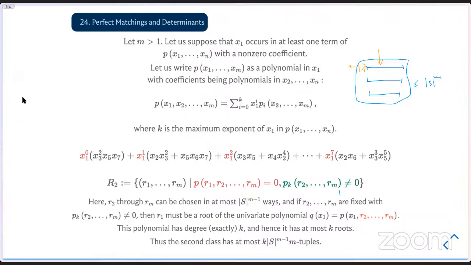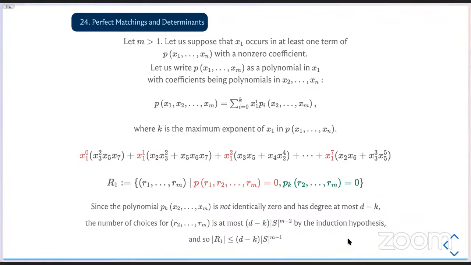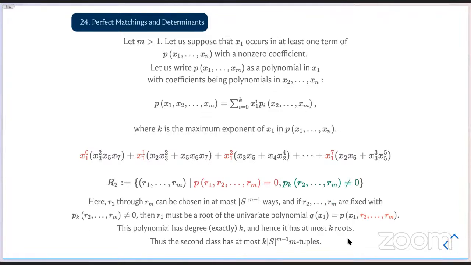I didn't make an extra slide for this, but if you take this expression and the expression from the previous slide, it adds up to exactly what we want. So let me clear these annotations. This is k times size of S to the M minus 1. And what we had before is d minus k times size of S to the M minus 1. If you add both, you get d times size of S to the M minus 1. So that's the count for R2. Let me know if the bound for R2 made sense.